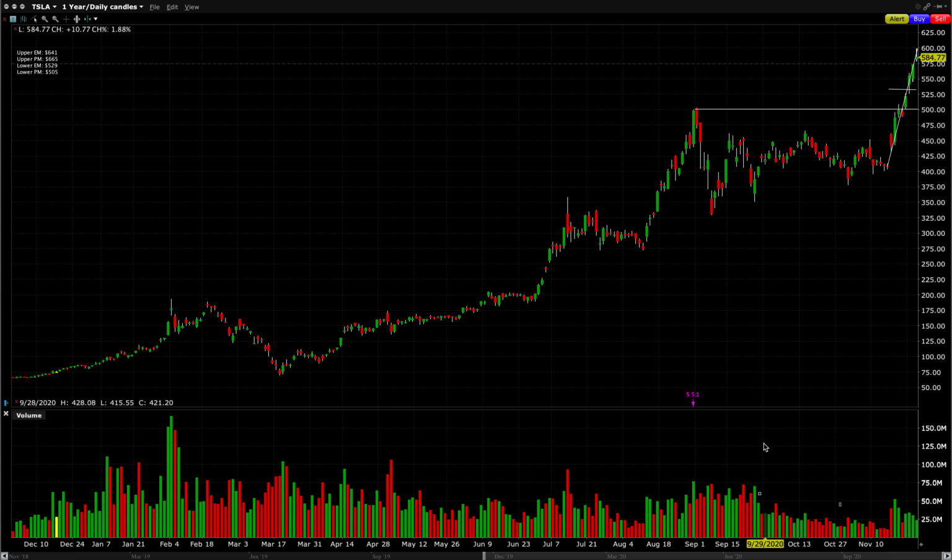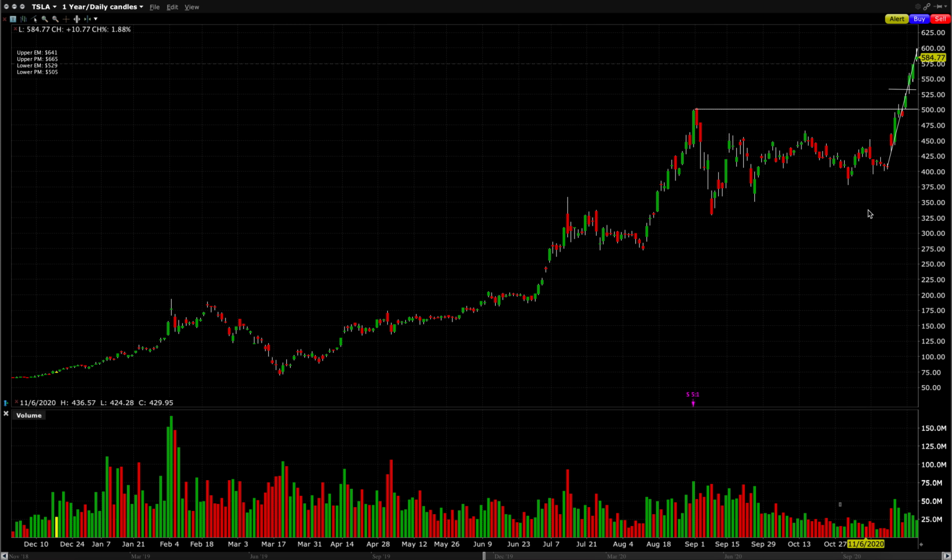Just want to talk about Tesla for a second over here. We're discussing the December 4th, 2020 OPEX, which is for this coming Friday. Tesla closed at approximately $585 on Friday, and the options market is currently pricing in an upside move to 641. That's the upper expected move. The upper potential move is 665. The lower expected move is 529, and the lower potential move is 505.